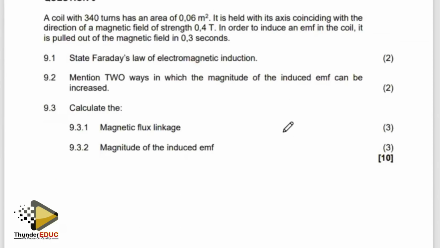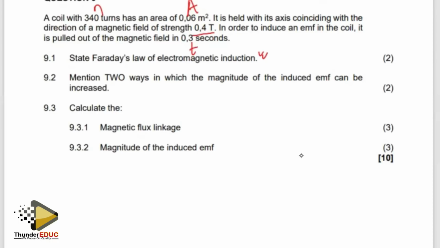Question number 9. Electromagnetism. A coil that has 340 turns has an area of 0.06. It's held with its axis coinciding with the direction of the magnetic field with this much strength, in Tesla. In order to induce an EMF in the coil, it is pulled out of the magnetic field after that time. Now they want us to state Faraday's law of electromagnetic induction.